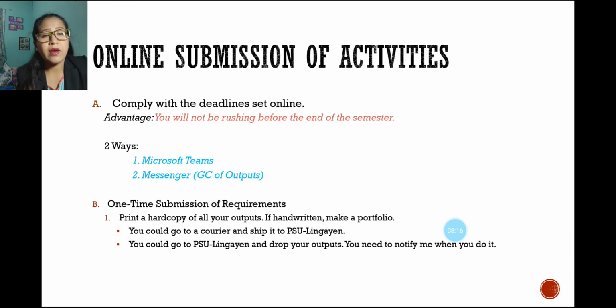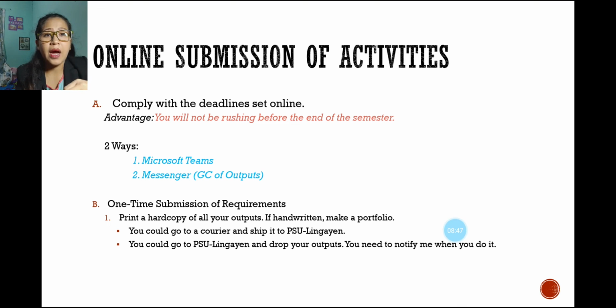Okay, so there. And that's for the online submission of activities. And then we have the one-time submission of requirements. This one's supposed to be in bold letters, but anyway, I'm explaining it now. So what are you going to do with this one-time submission of requirements? You're going to print a hard copy of all your outputs. If handwritten, you're going to compile them and make a portfolio.